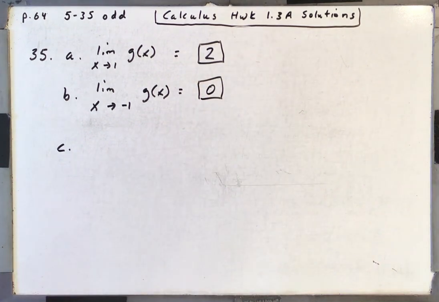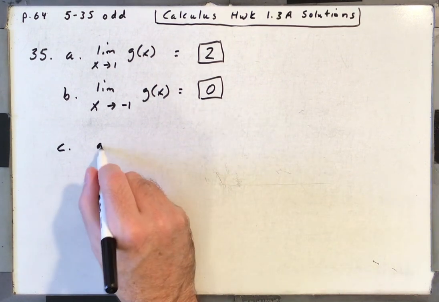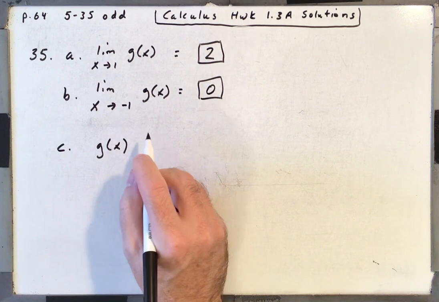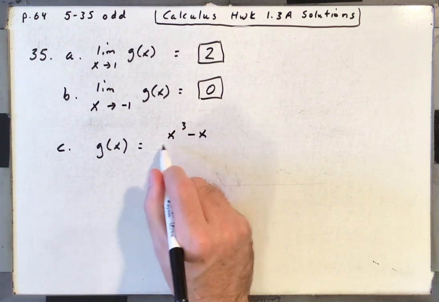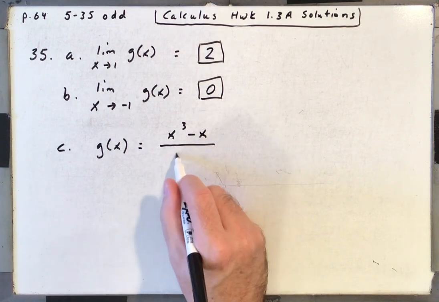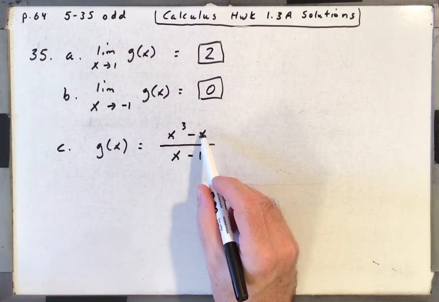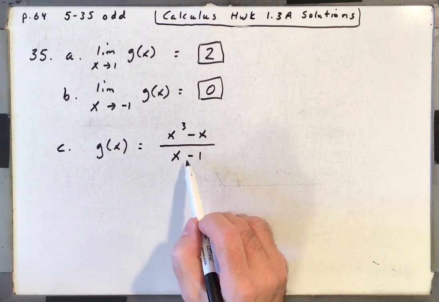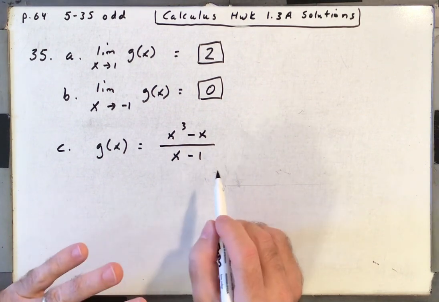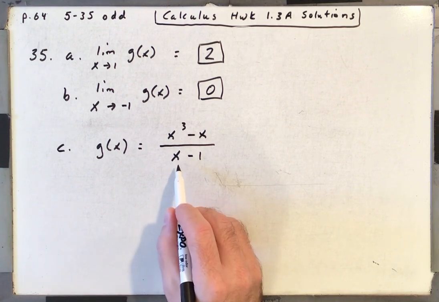Now the more interesting part is let's find the function that agrees at all but one point. And on this one you have to remember a little bit of algebra, a little bit of factoring. So let's say we have x cubed minus x over x minus 1. So the question is asking, is there another function that is exactly the same graph as that, except maybe it's not the same at one point, okay? Because we know this one's undefined at x equals 1.